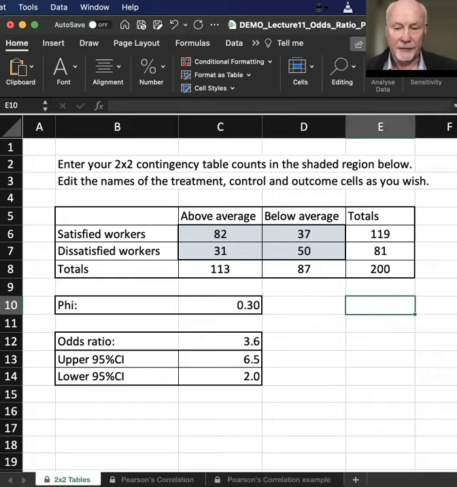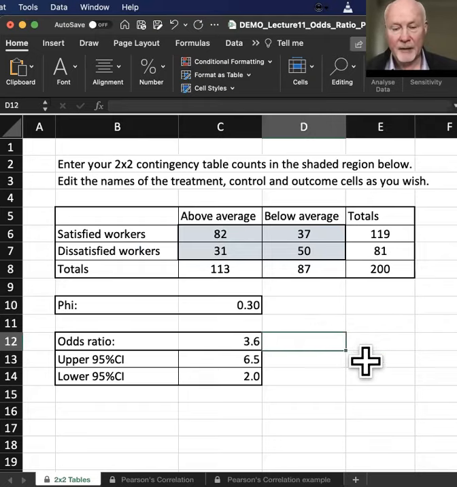So it's told us the phi coefficient, which is interpreted in a similar way to Pearson's correlation coefficient. In fact, this one was invented by Pearson as well, and it's mathematically very closely related. This spreadsheet also calculates the odds ratio, and most importantly it calculates a 95% confidence interval for the odds ratio.